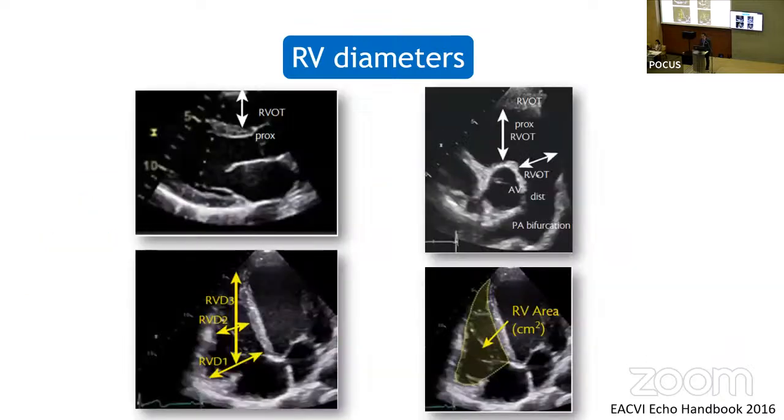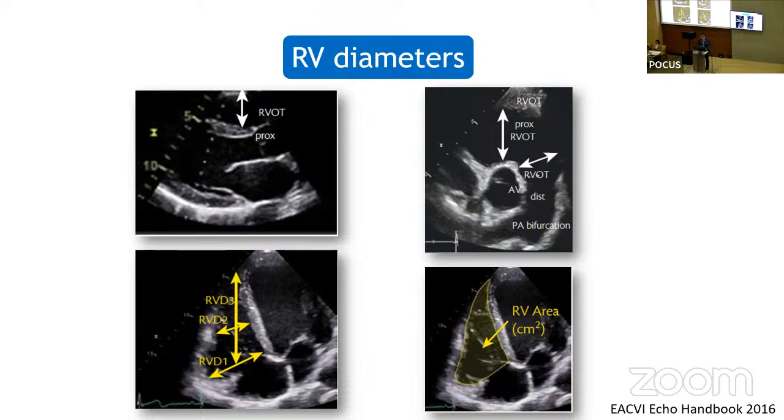The diameters can be, or should be, obtained from several windows. Always in echocardiography, one window is not enough. If you're doing quantification, on the top left is a left parasternal long axis view where you see the proximal part of the right ventricular outflow tract. On the top right, you see the left parasternal short axis view where you can see both the proximal and distal parts of the right ventricular outflow tract.